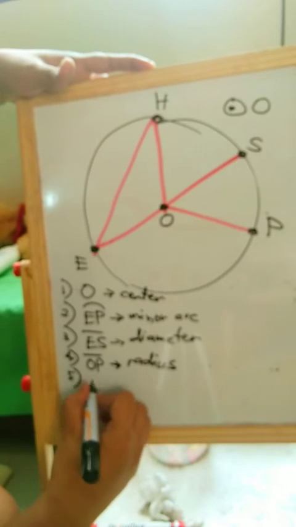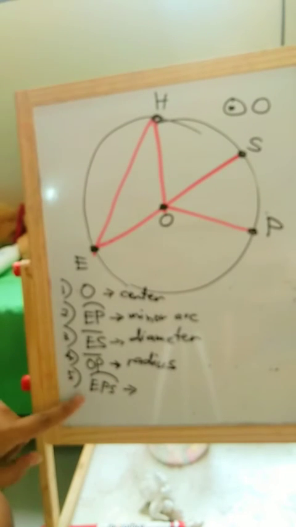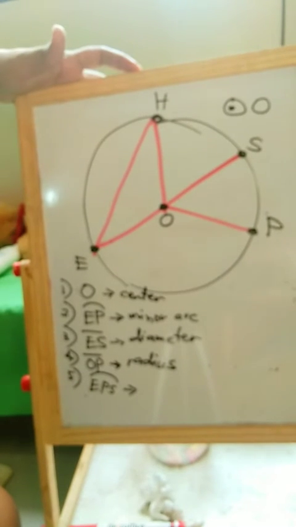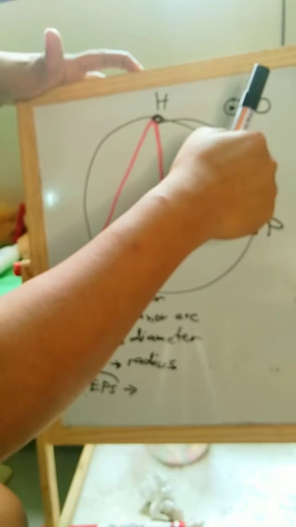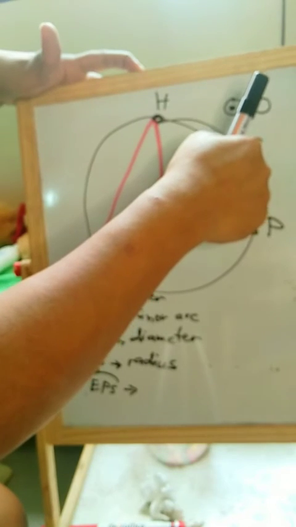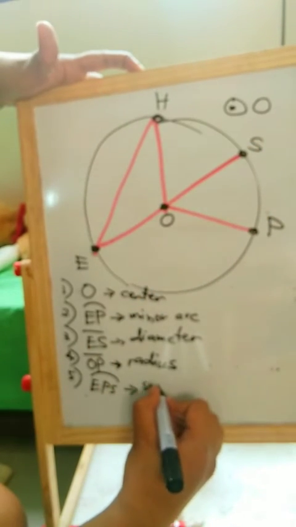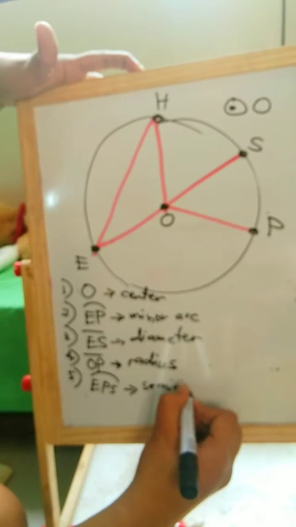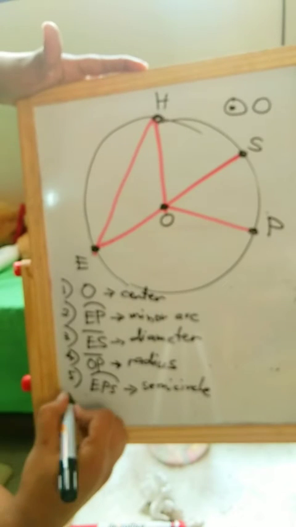Let's have this. Ito. We have here chord EPS. Sorry, it is arc. We have arc EPS. Okay. From E going to P papunta kay S. So, hindi naman siya lumampas ng iyong diameter. So, this is a semicircle. Ayan. Semicircle siya.